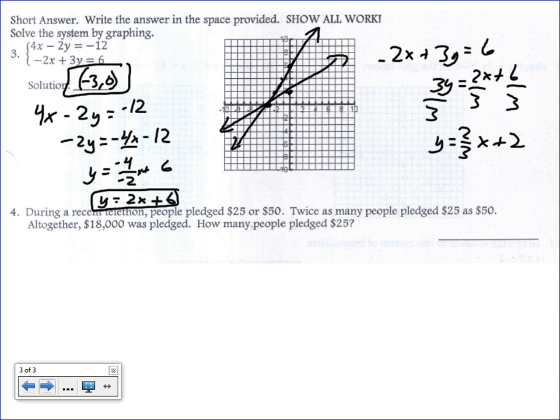Watch what happens this time. This time when I plug in 4 times -3, what does that give me? -12. Minus 0 is -12, which is what it's supposed to be. -2 times -3 is +6, which is what it's supposed to be. In other words, this point solves what?